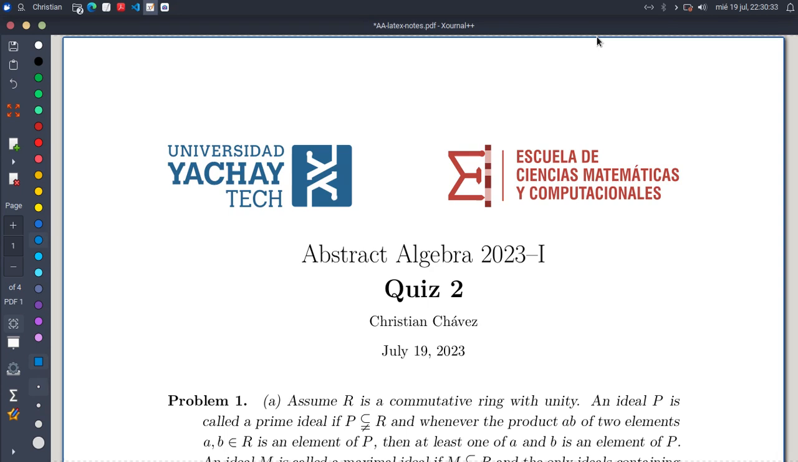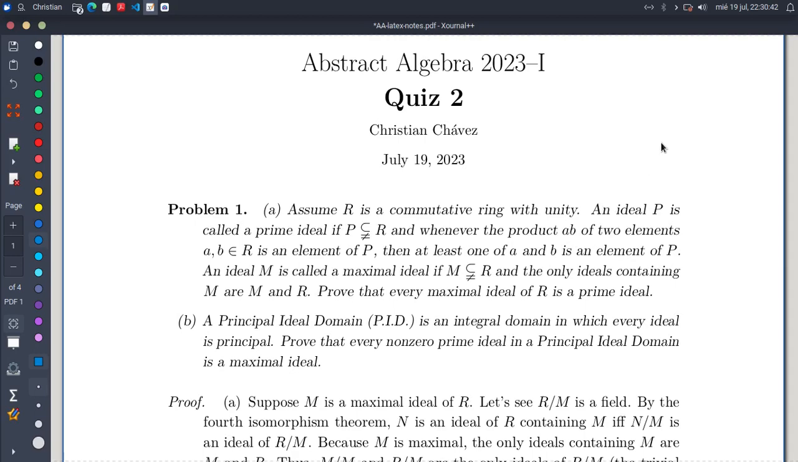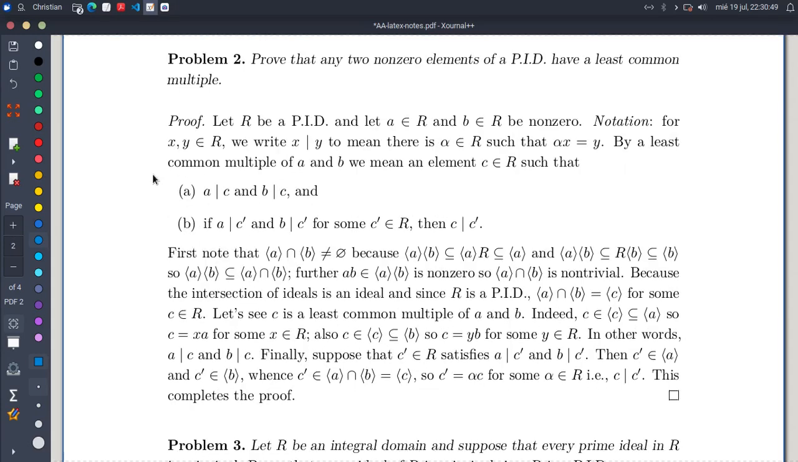Hello and welcome. Today I'm going to explain to you two of the three solutions for the problems presented for the second quiz. So here they are. Actually, I am not going to explain the first problem because we already saw it in class. Let's see problem 2.